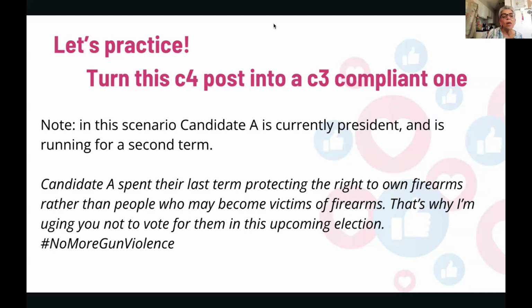We really can't say anything about candidate A because he's running, right? Or can we, if candidate A is currently president and is running? Okay. We can't say, "That's why I'm urging you not to vote for them in this upcoming election." Yes, good catch. That's exactly right. If you just take out that part, the rest is 501c3 compliant.